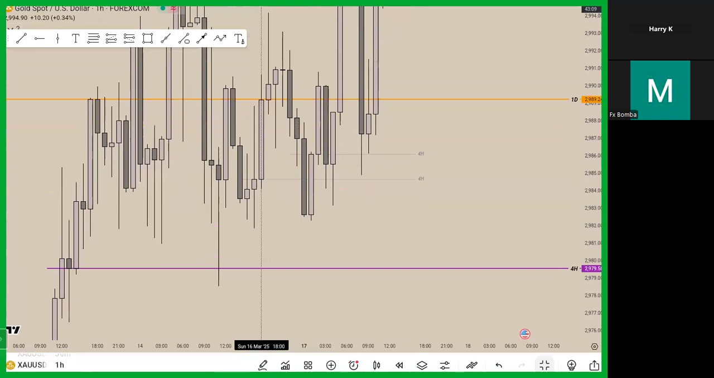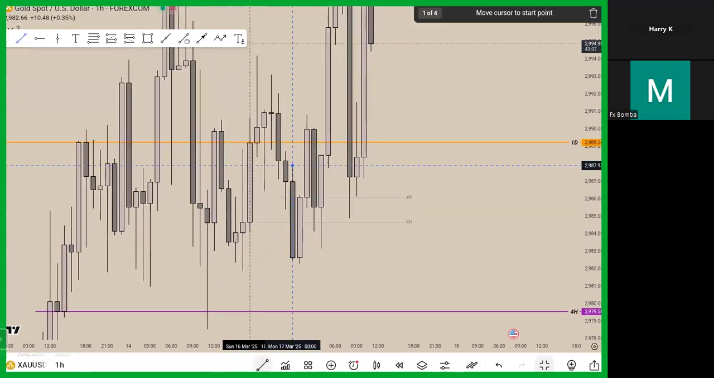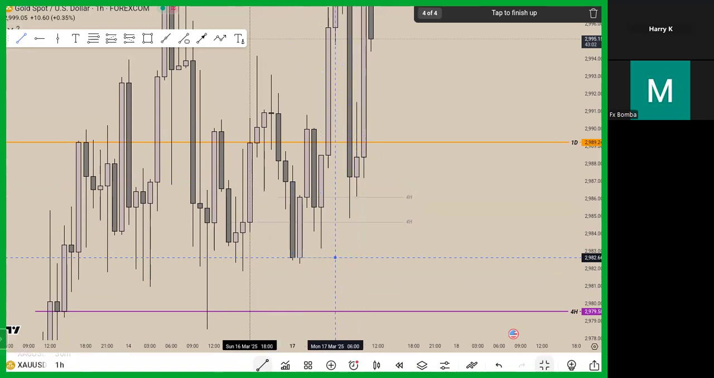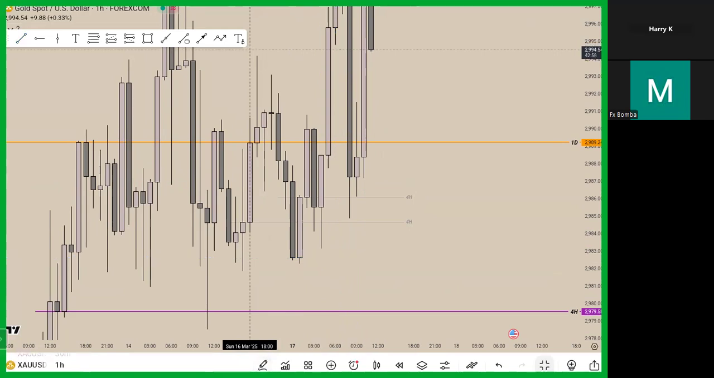On the 1 hour, we can see that we had this SNR level. When did the market open? Can we draw the vertical line for when the market opened? The dotted line is when the market opened. Yes, it was when it opened.